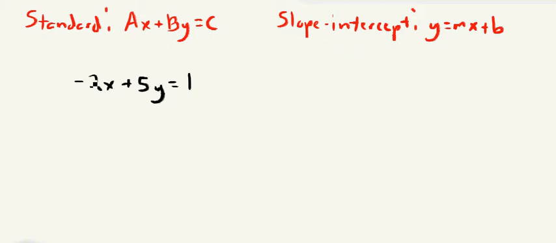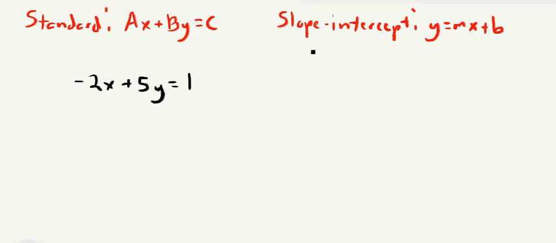So if we're given something that looks like this, so we have negative 2x plus 5y equals 1, we know that that's in what we call standard form because it looks like this, where a, b, and c are numbers, ax plus by equals c. In this case, a would be negative 2, b would be 5, and c would be 1, okay? We don't really need to use that anywhere. It's just good to kind of recognize that this is something that we've seen before.